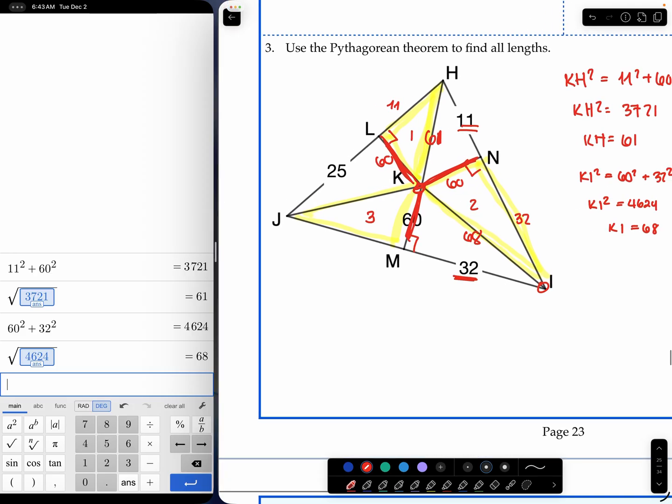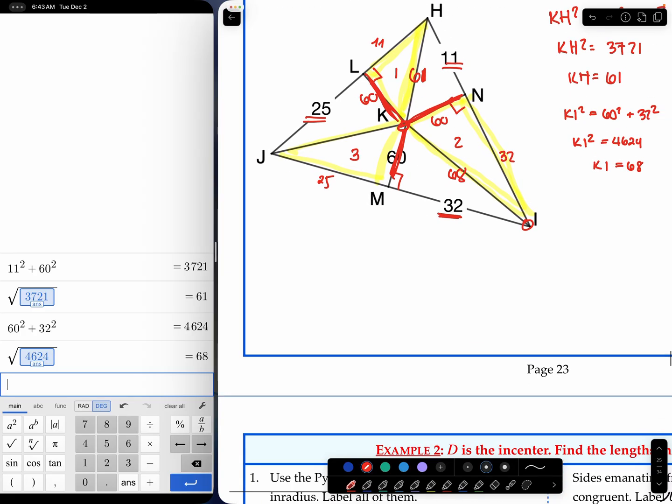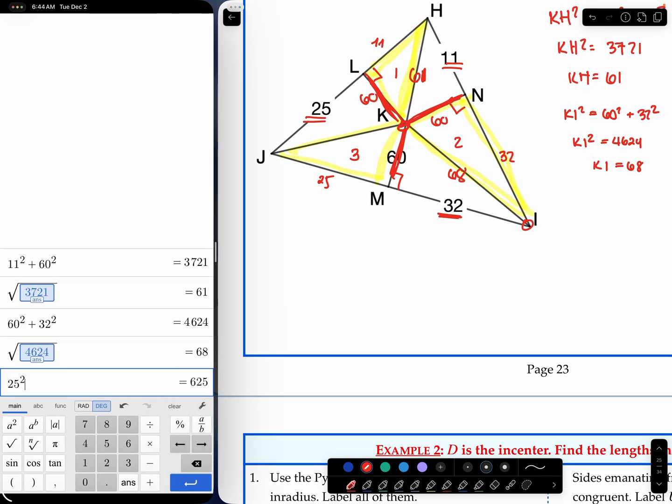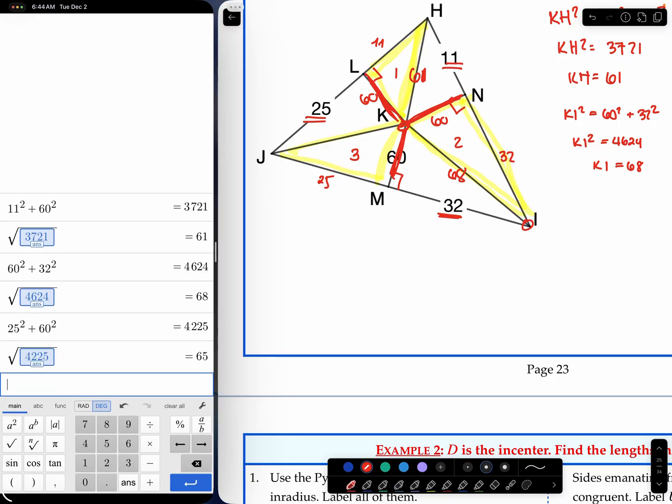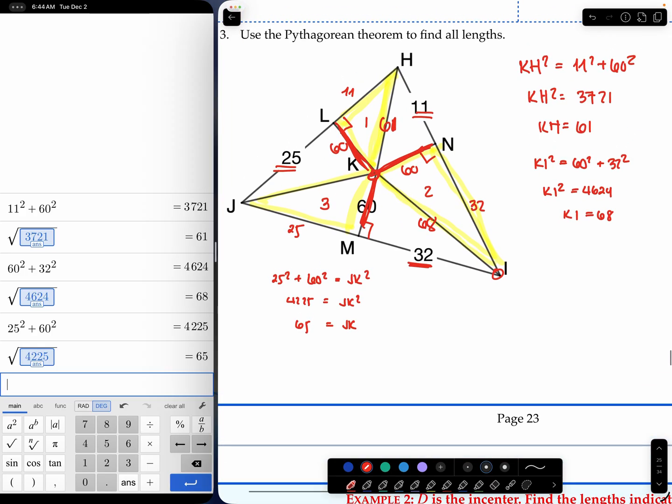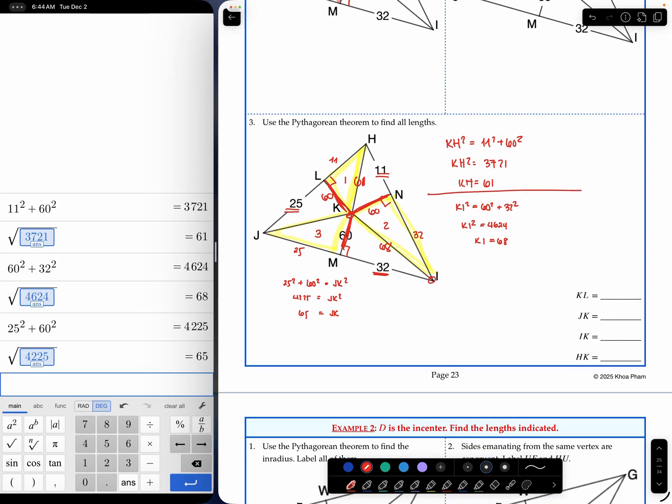And then lastly, in triangle number 3, we have this as 25, so we're going to copy it over here as 25 as well. So 25 squared plus 60 squared equals JK squared, which is 4225. Square root that answer, that's going to be 65. And we are done. What's similar between incenter and circumcenter problems is that we just have 3 smaller Pythagorean questions. That's it.